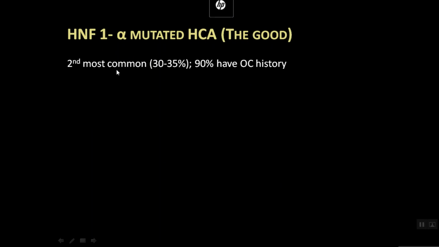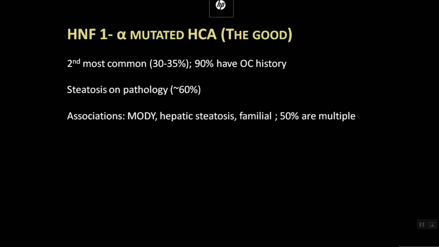Okay, so this is the second most common. It's not the most common type, but this is a good type. 30 to 35% have it. 90% will have a history of oral contraceptive use. So mainly women, of course, but usually this is associated with oral contraceptives. This is the one which will have fat in pathology, so steatosis is present. Associated steatosis can be familial, so often multiple, right? It will run in families, often multiple, and usually these are asymptomatic.